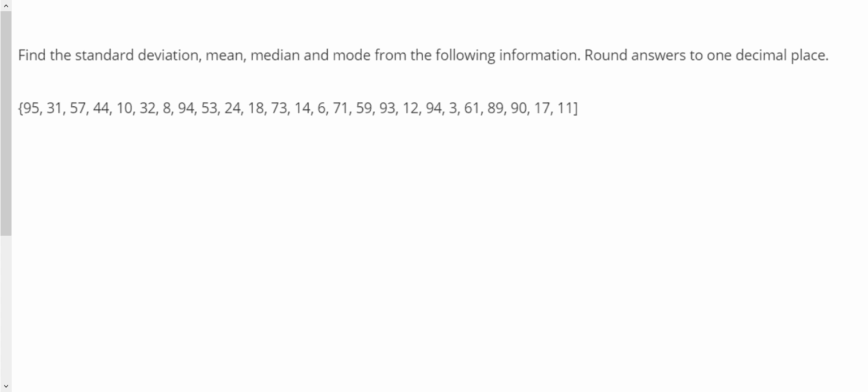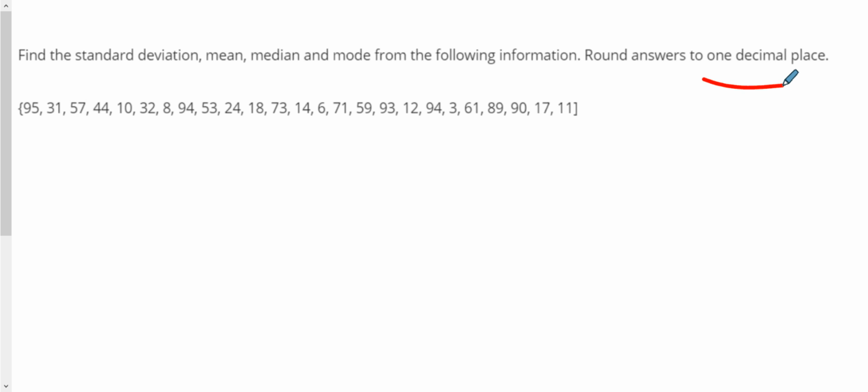I believe that would be probably 9/8 or something like that, that last one, so for the fraction. Find the standard deviation, mean, median, and mode for the following information. Okay, so this is where you want to plug this into your calculator. Notice it says round to the nearest tenth.